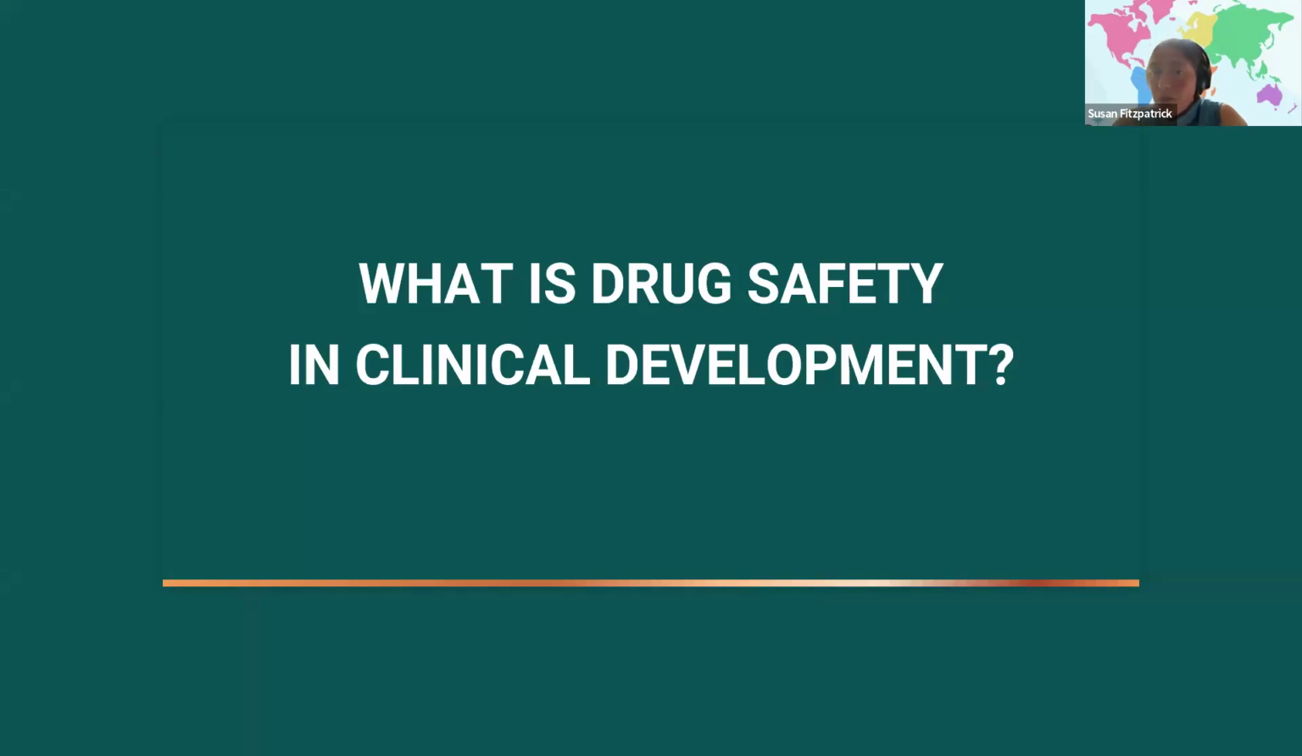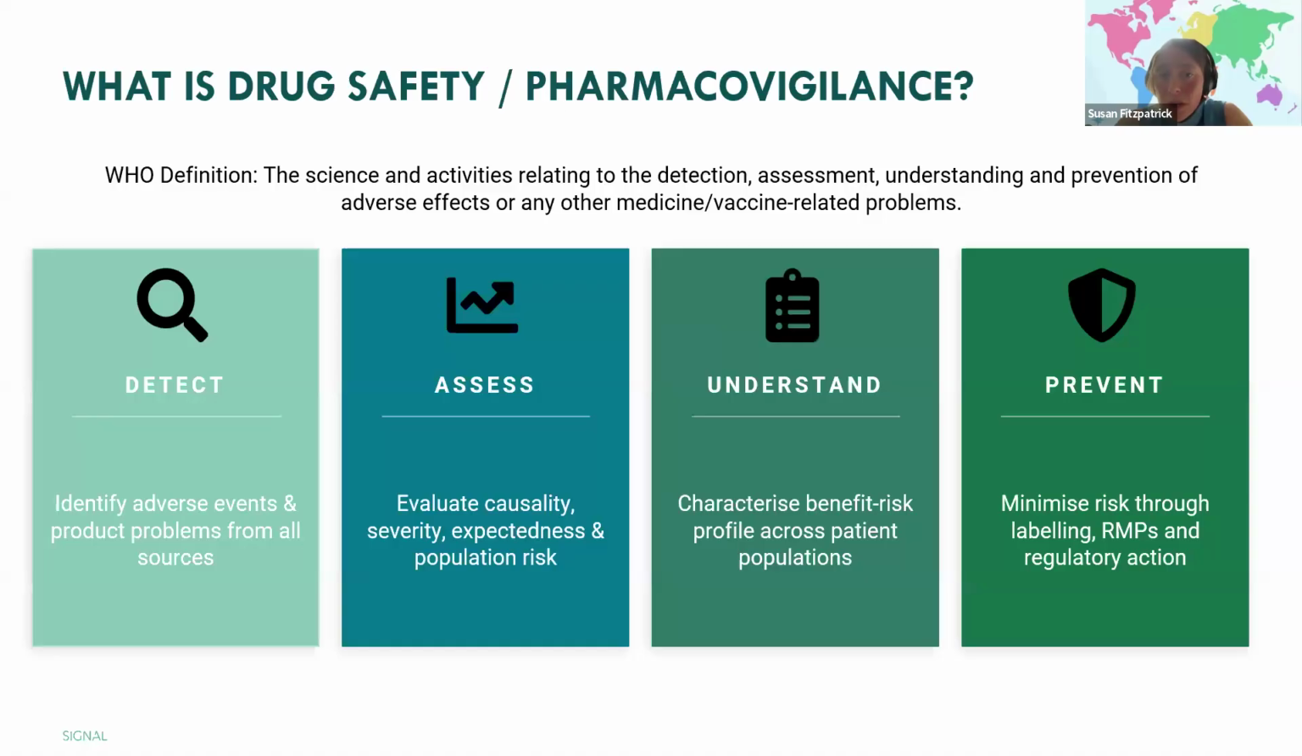What do we actually mean by drug safety? It's a term we all use, but if asked to define it, we'd probably get several different answers. What you'll see on screen is that the World Health Organization has a formal definition, and that maps out four very specific operational pillars: the detection, assessment, understanding, and prevention of adverse events.